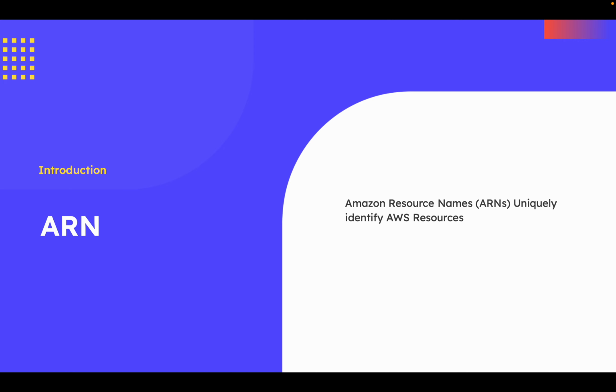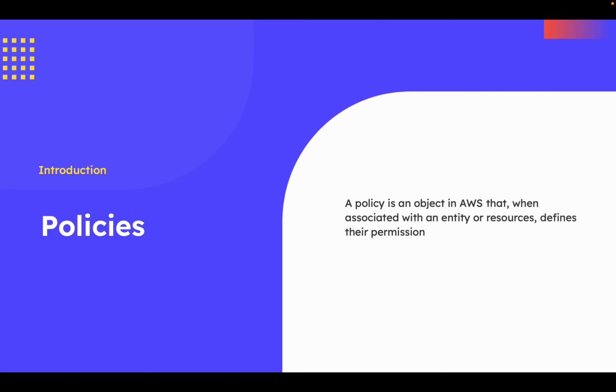Another term is ARN. ARN means Amazon Resource Name, which uniquely identifies an AWS resource. We can say it's a unique ID. An IAM user is a user that we create in our AWS account. And another term is the policy. The policy is where we define the permissions.